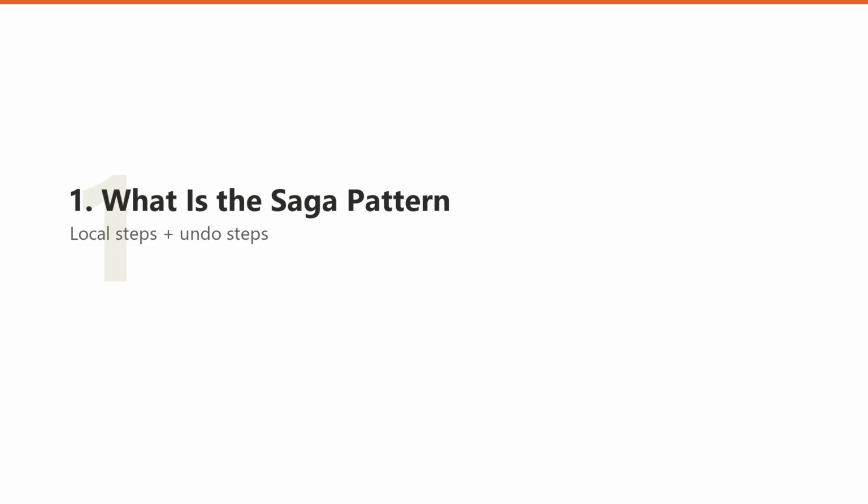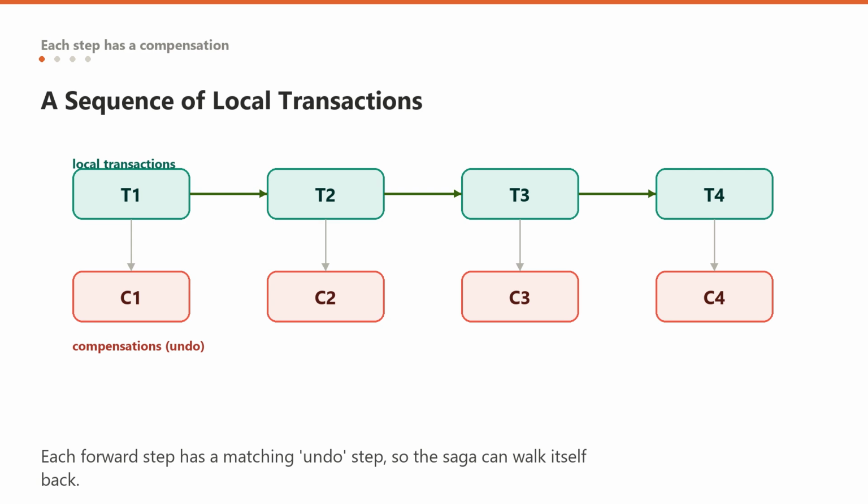Concept 1: What a Saga actually is. The core idea is beautifully simple. A Saga breaks one big distributed transaction into a sequence of small, local transactions, one per service. Each local transaction updates its own database and then triggers the next step.